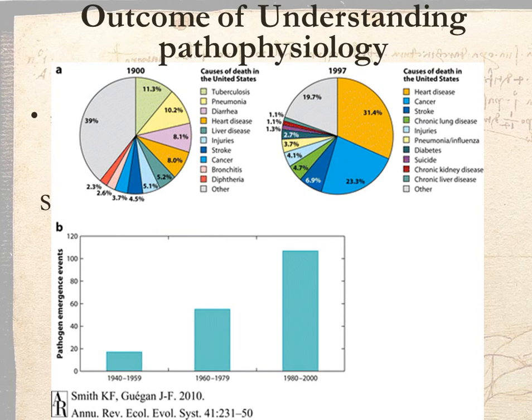And now you can see things like TB and pneumonia. Pneumonia is still on there. Is TB on the list anymore? Not at all. So in 1997, you can see the major things that are killing people are now heart disease, cancer, stroke. So a lot different. And it's because we understand the progression from the natural history of things. We can predict, we can treat, and we can cure.